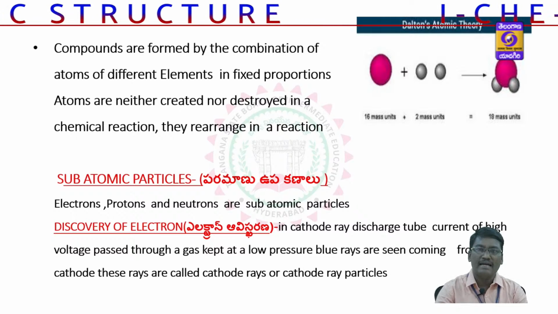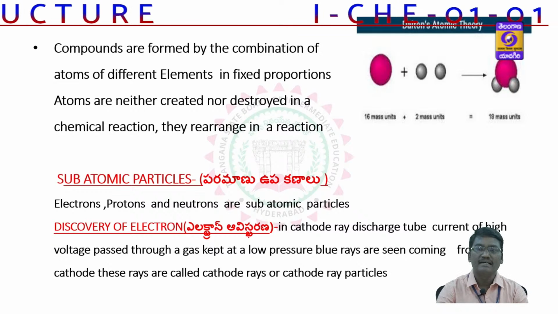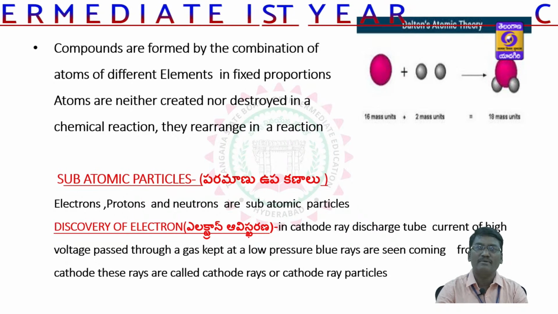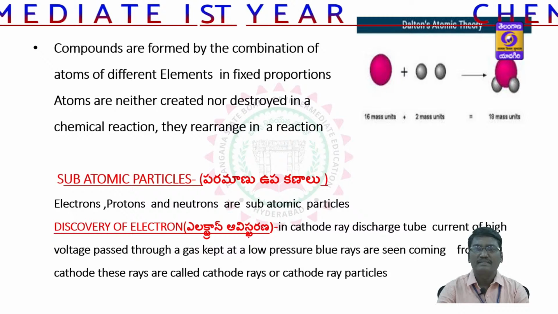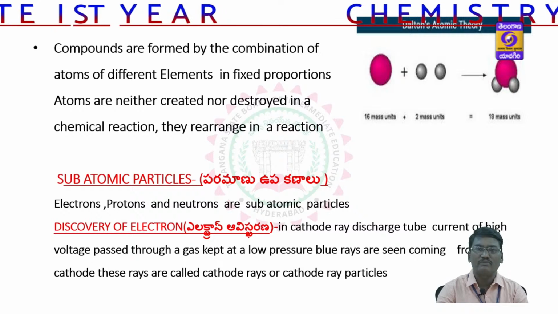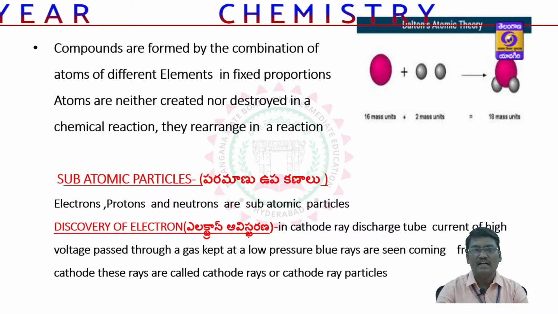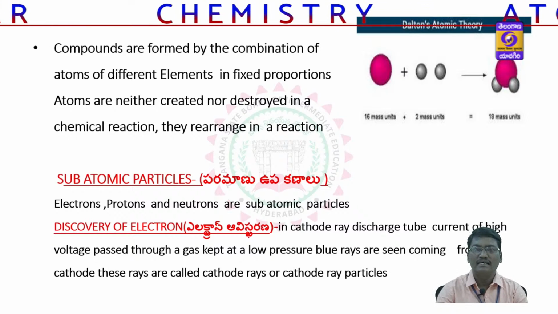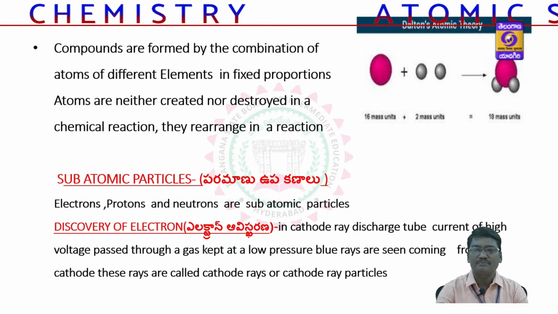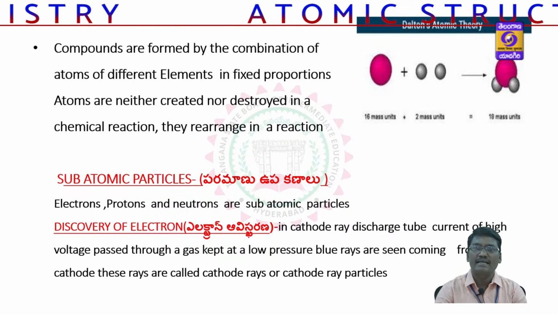If you observe, the atom contains subatomic particles, that is, electrons, protons and neutrons. We all know that after Dalton's atomic theory, these subatomic particles were discovered by different scientists through different experiments. First, let us observe the discovery of the electron. This was discovered by J.J. Thomson. To discover the electrons, he used the cathode ray experiment.